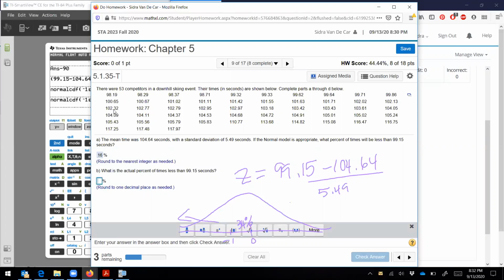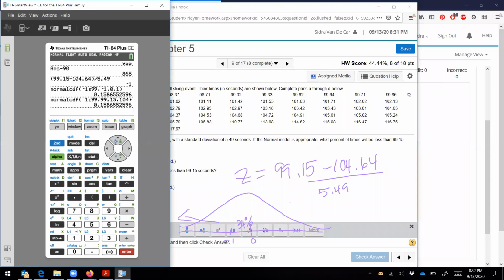So 1, 2, 3, 4, because this is now bigger. So just 4 out of the 53. So let's go 4 divided by 53. And we get 0.75, so 7.5%.